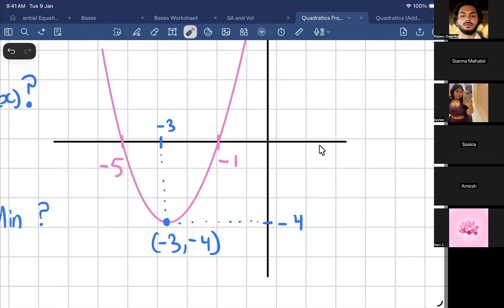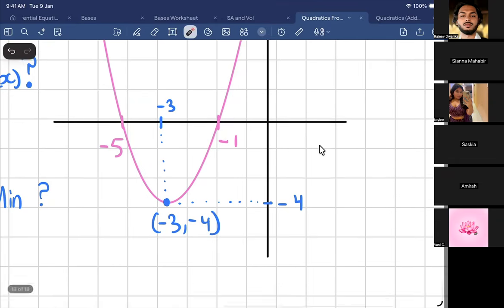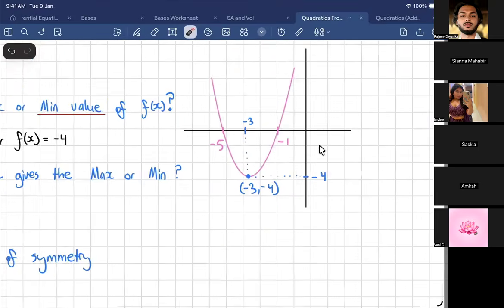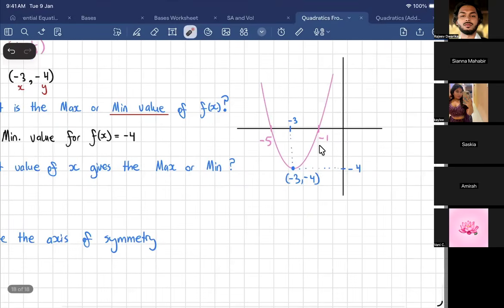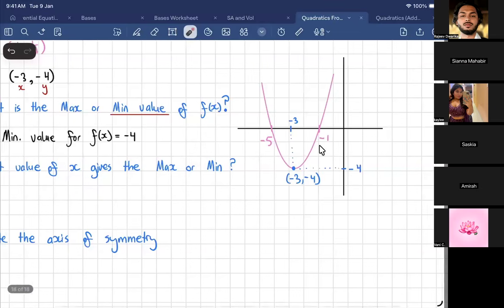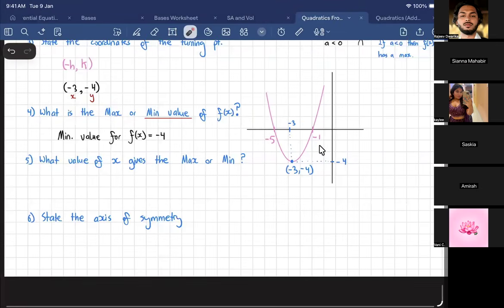-4. Yeah, I think we could all see that, right? The lowest value it goes down to is -4. So the minimum value for f of x is -4. So Saskia, you understand 100% why the minimum value is given by k, which is the y value? Yes, sir. Cool.